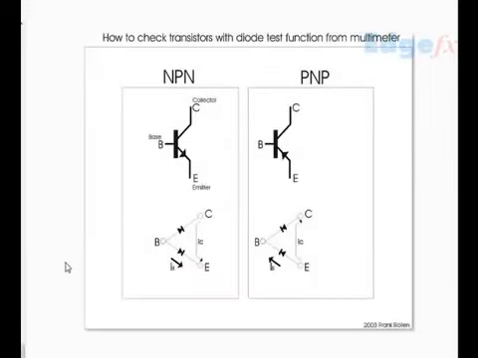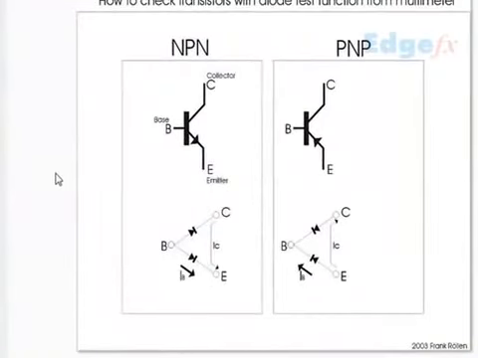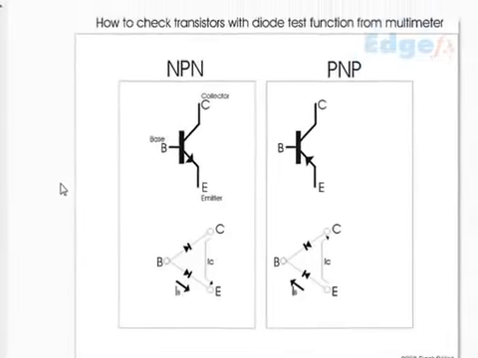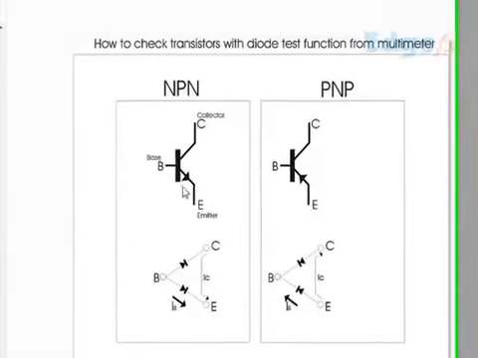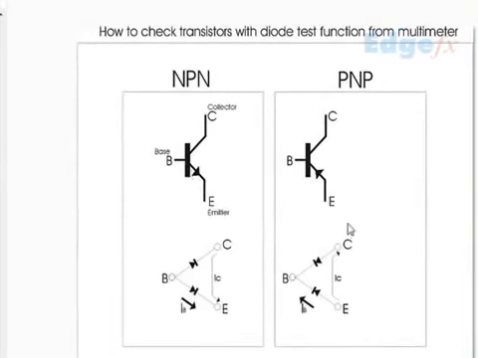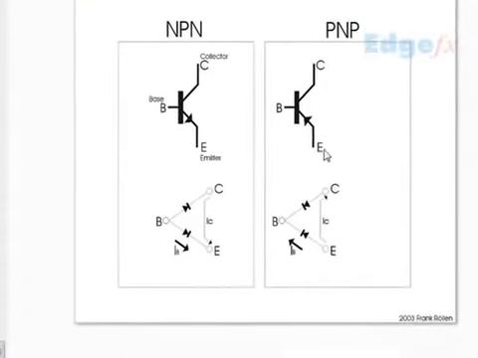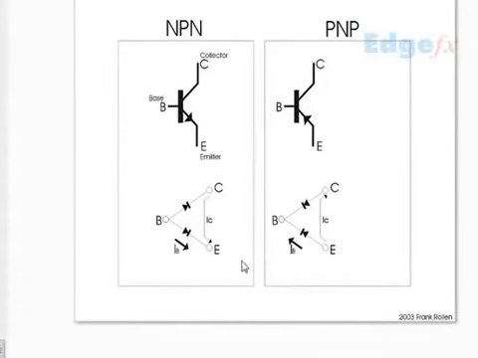Now next comes how to test transistors. Actually these are called bipolar junction transistors, BJT. In short, many people call it transistor only, and they are available in NPN and PNP. In NPN you have the arrow down, in PNP you have the arrow up at the emitter, and all of them are called base, collector, emitter. This also is base, collector, emitter. The only difference is this.